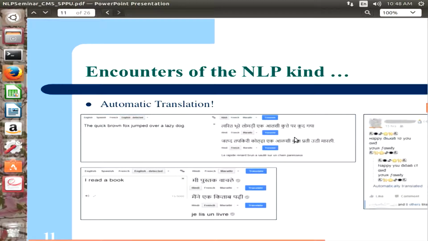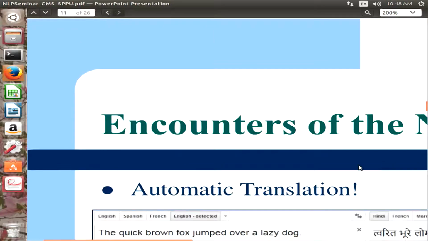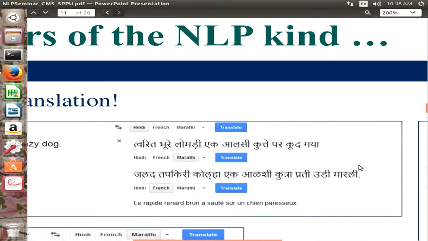Automatic translation. Yes, this is interesting. So, as an experiment, a small experiment, I ran this: The quick brown fox jumped over a lazy dog, in Google Translate, and I ran it in 3 languages. So, Hindi, त्वरित बुरे लोमड़ी एक आलसी कुत्ते पर कूद गया. Doesn't make sense. Marathi, I don't know if you can read this. And the last one is French, which is, well, not great either.